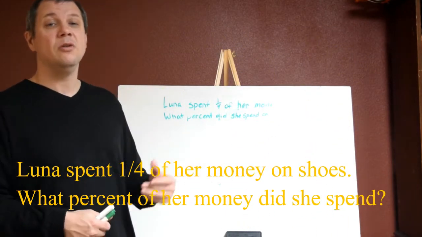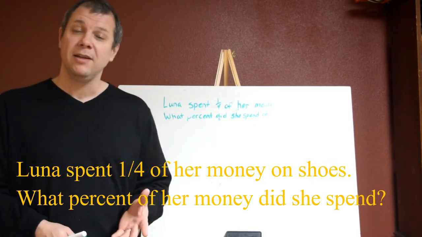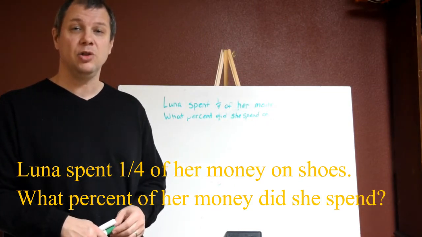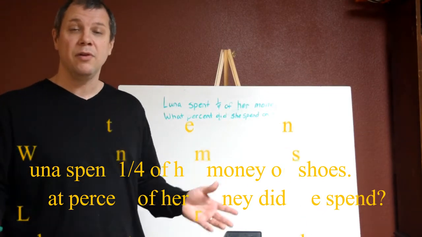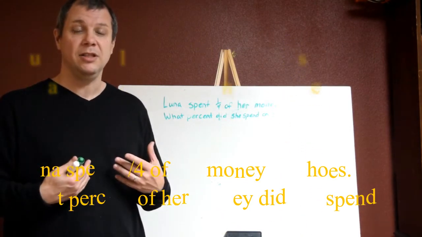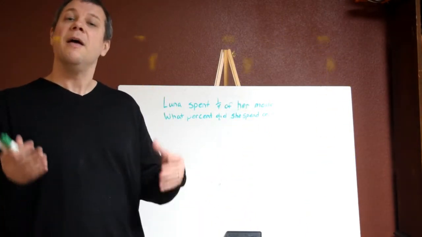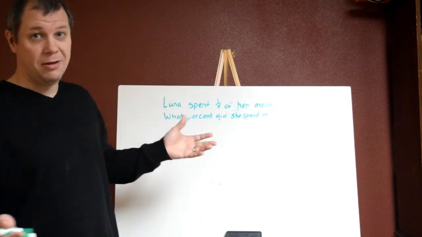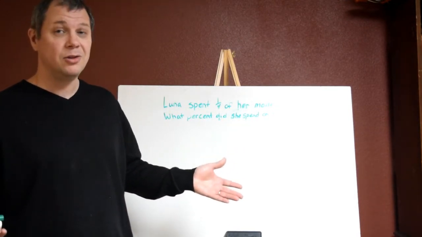It says, Luna spent 1/4 of her money on shoes. Which begs the question, Luna, why are you spending 1/4 of your money on shoes? You should be spending 1/4 of your money on food for the class, or presents to your teacher, or something nice for Miss Fun, who is also your teacher. Anyways, we'll get back to this question. And the question is, what percent did Luna spend on her shoes?